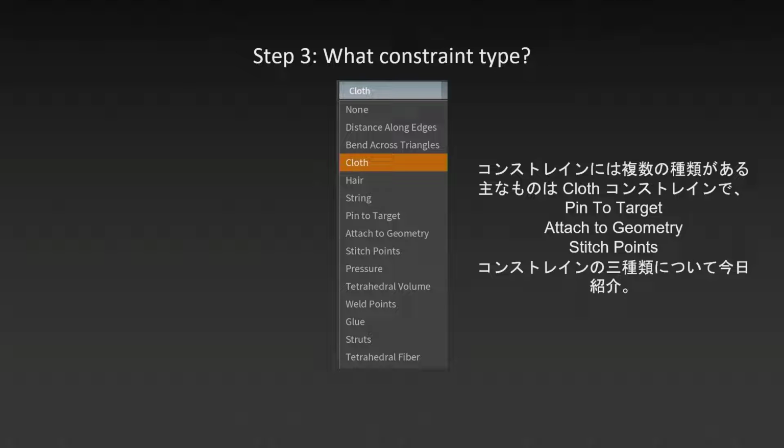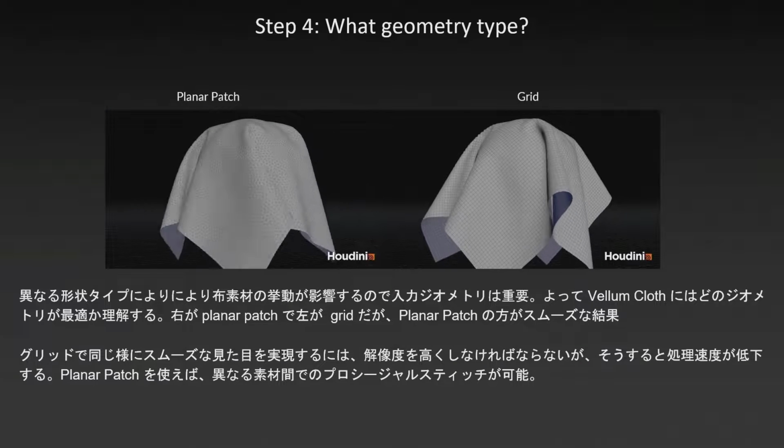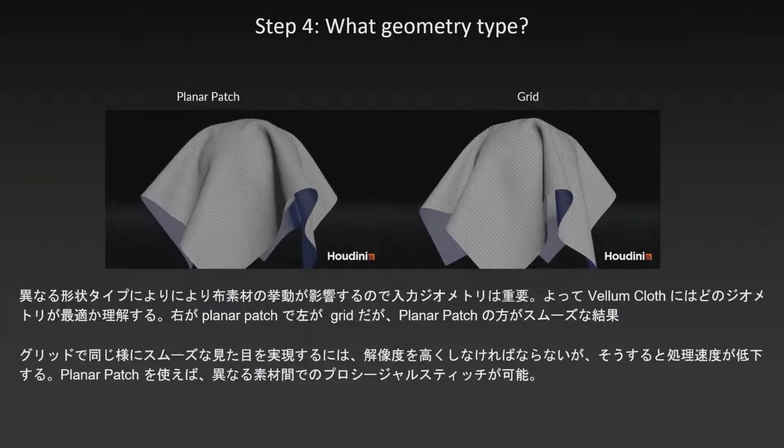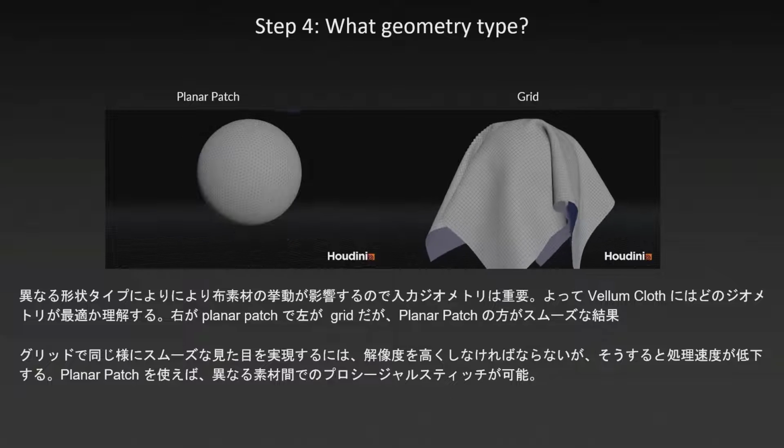The main constraint type is the cloth constraint, and today we'll also be looking at the pin to target, attached to geometry, and stitch points constraints. Our input geometry is very important because different geometry types will affect how a material will behave, and so it's really useful to understand which types of geometry work best for vellum cloth.